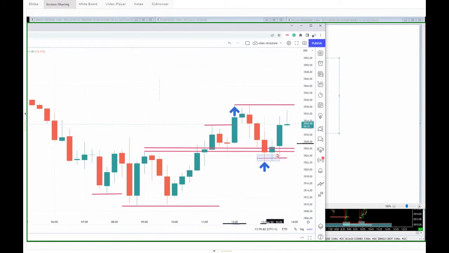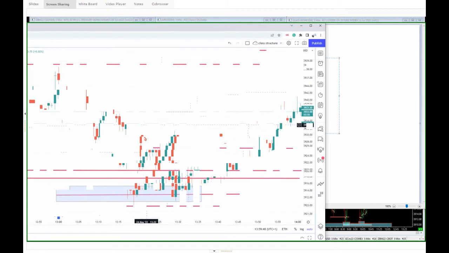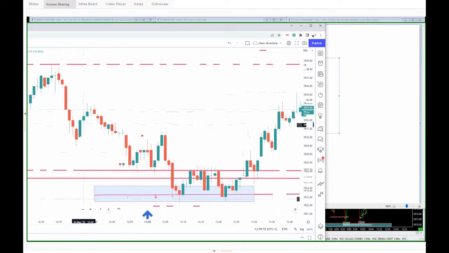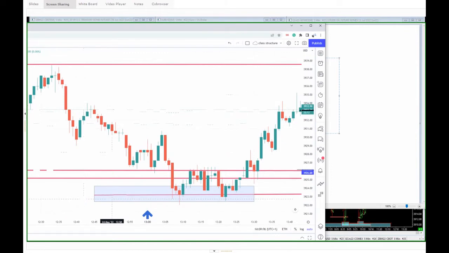So inside this area, was there a safe trade? Well, let's take a look. Take it down to a 1-minute chart and let's see what happened inside that area. Was there a safe trade to do? What do you think, guys? Was there a safe trade? Oh, yes, there was.